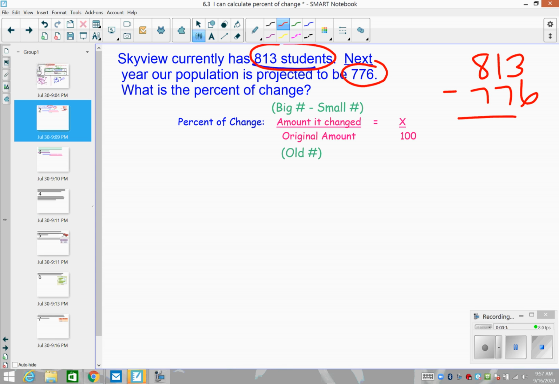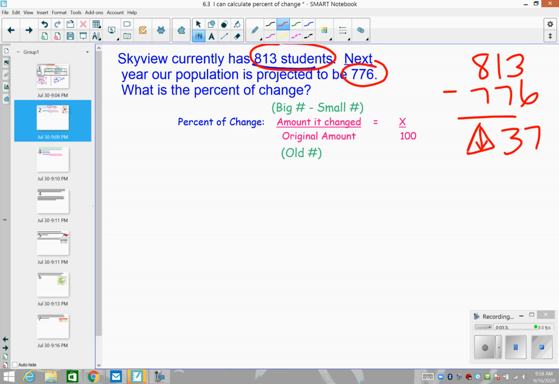And again, the trick is to take the bigger number first, only because then you're not dealing with that negative. And you definitely can use your calculator. So there's a change of students. I'm going to use this symbol. That symbol in math means change. There's a change of 37 students. Currently, it's 813. Next year, it's projected to be 776, which means that it is a decrease of 37 students.